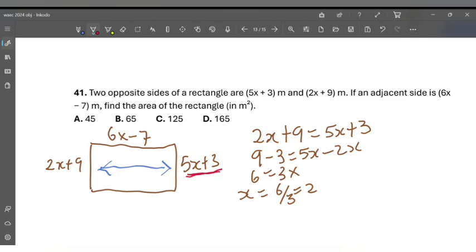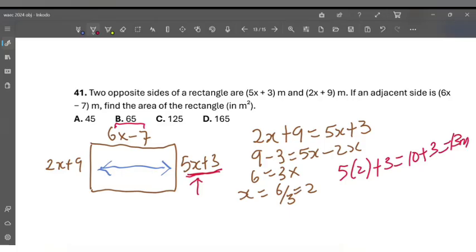One side here and one side here. I'll put x as 2 in each of them. So for the first side, if I put x as 2 here, I'm going to have 5 times 2 plus 3, which is equal to 10 plus 3. So the first side is 13 meters.